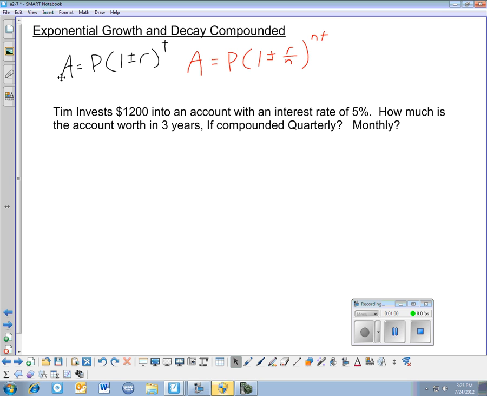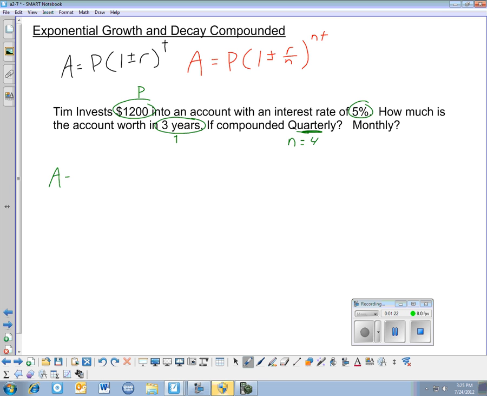Tim invests 1,200, that's your principal, into an account with an interest rate of 5%. We're going to divide that by 100 to get the rate. How much is it worth in 3 years? That's our time. If it's compounded quarterly, now, quarterly means 4 times a year, so n equals 4.